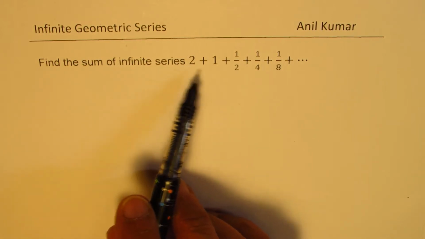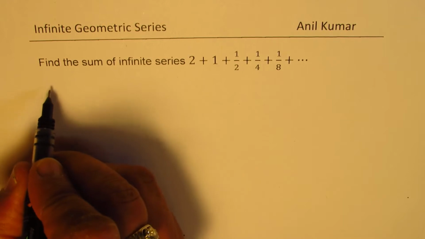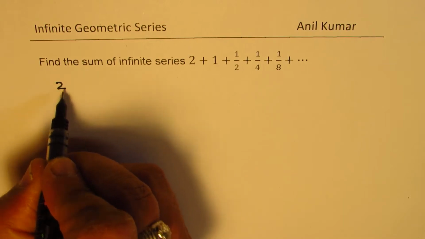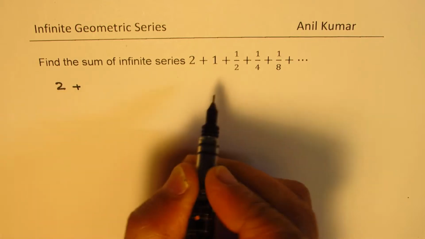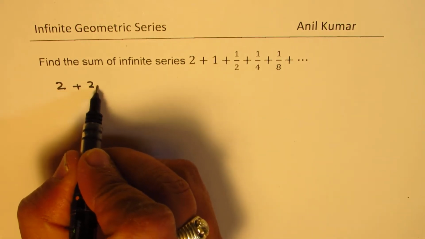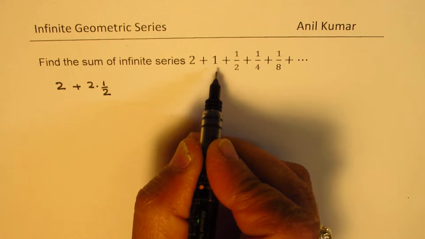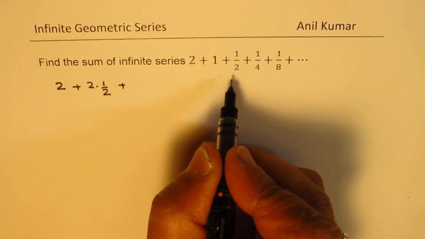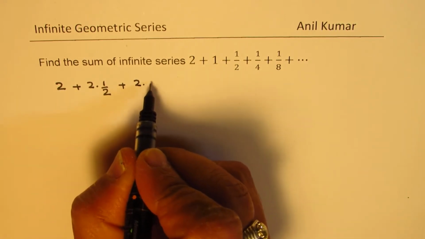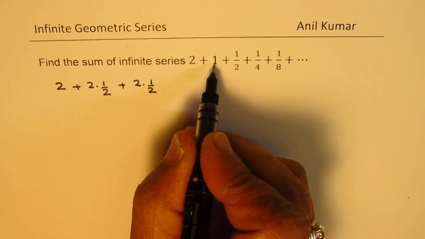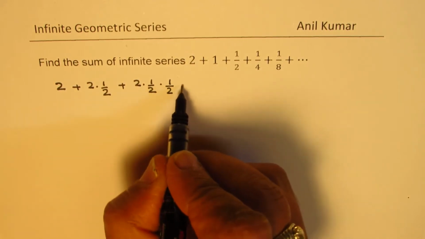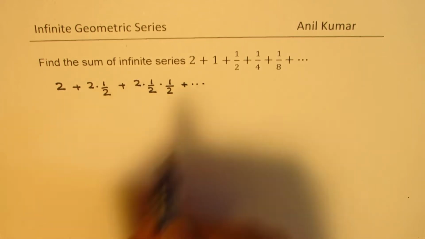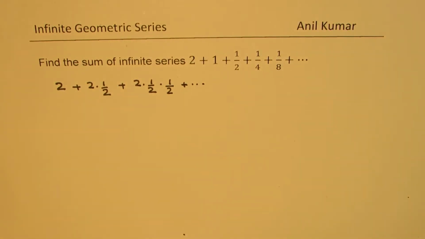Now, in this series, what we notice is that the series could be written as 2, and then the next term is basically 2 times 1/2, right? So that is how you get 1, and the next number, 1/2, you have to further divide the previous number by 2 or multiply by 1/2. So that is how the series is extended.